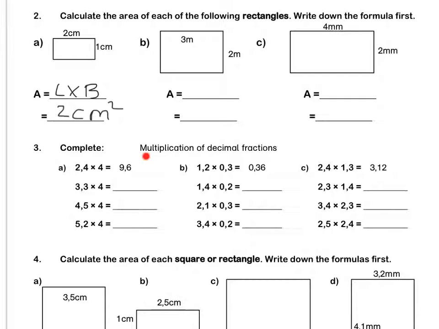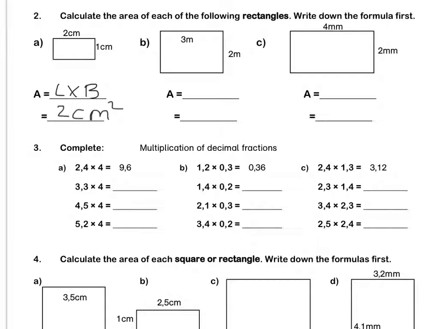Question 3, multiplication of decimal fractions. For A, 24 times 4 is 96. We have 1 decimal point in our question, so we must put 1 decimal point in our answer. Let's do the next one together.